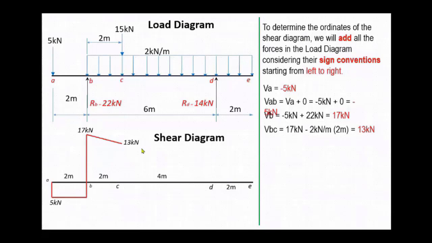At point C, the shear is V sub C. Now, at point C, there is a downward concentrated load, 15 kilonewton. So V sub C, or shear at C, equals VBC, which is 13 kilonewton, minus the loading at point C, which is 15 kilonewton. Therefore, 13 minus 15 equals negative 2. So we will draw a straight line, negative 2 or 2 below line AE.